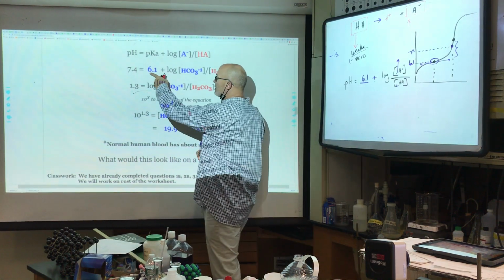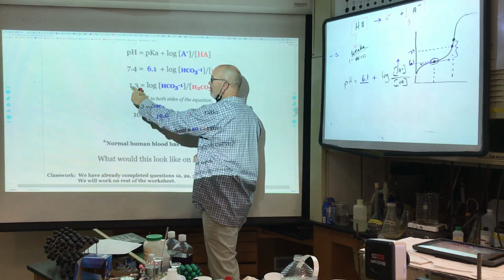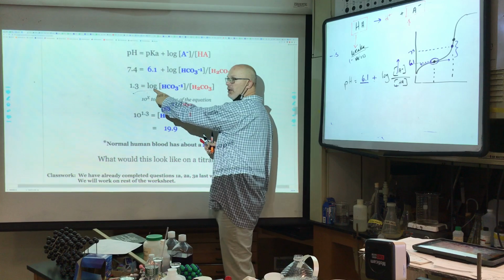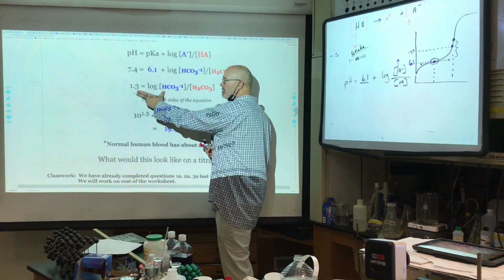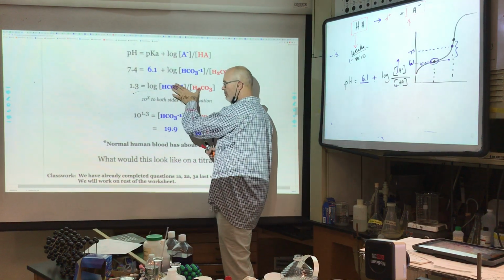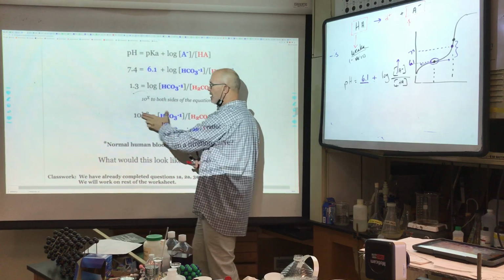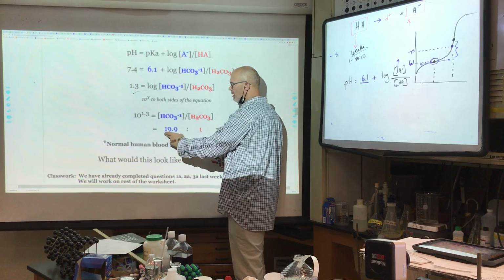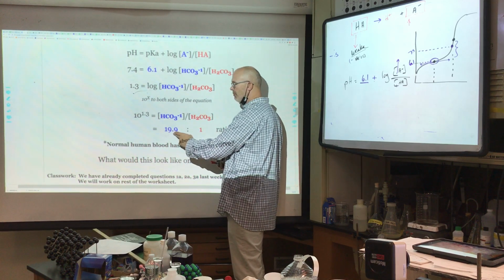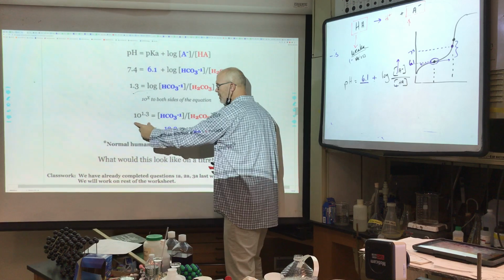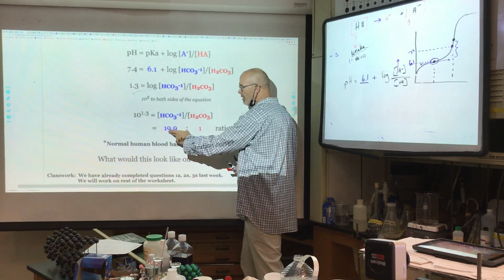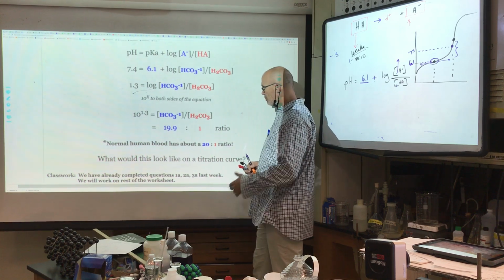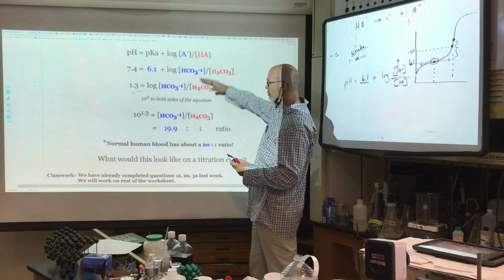So I subtract 6.1 from 7.4, just doing some algebra. I get 1.3. I'm left with this expression. To get rid of the log, I do 10 to the x to both sides. 10 to this just makes it this. And this becomes 10 to the x here. It's a logarithmic function. Hey, 10 to the 1.3 is 19.9. What does that mean? 19.9 equals this, so it's a 20 to 1 ratio. You need 20 times the conjugate base. And that's what they say in the books all the time, but the Henderson-Hasselbalch proves that.